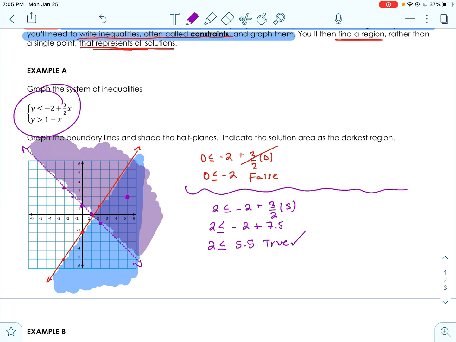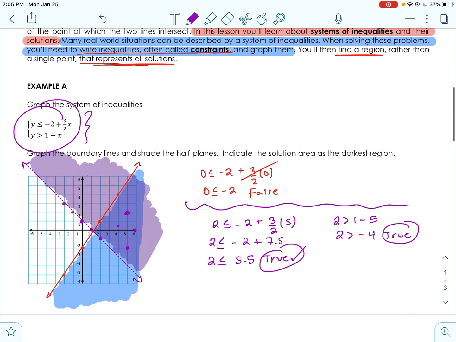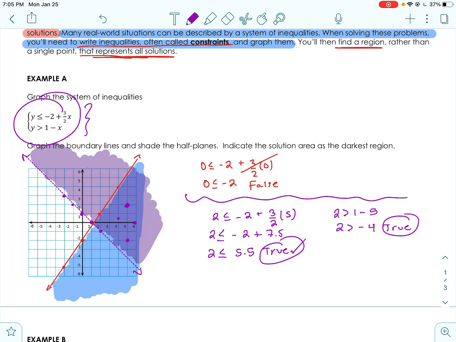Since that's true, we check the other one. We plug that into the second inequality: 2 is greater than 1 minus 5, so 2 is greater than negative 4. That is also true. So we know that this point is in fact a solution for this system of inequalities, and that goes for any point that falls in this region. You could pick this point, this point, or this point. All of these points that fall in this region that is shaded twice, once for each inequality, are solutions. So the solution is this set of ordered pairs in this region.